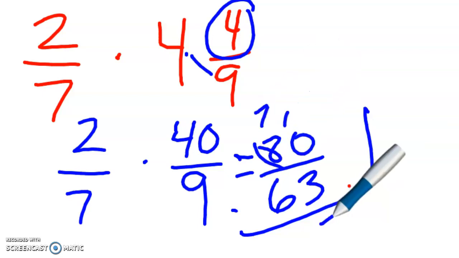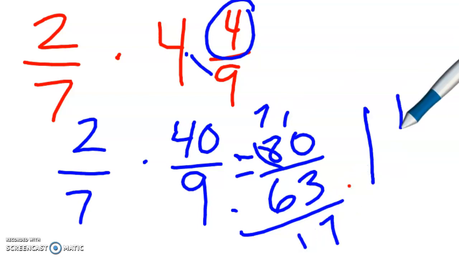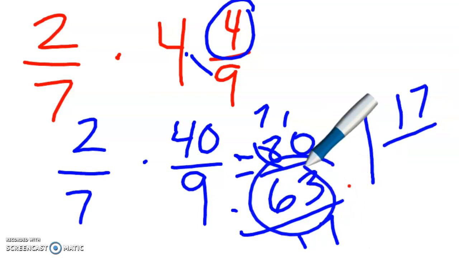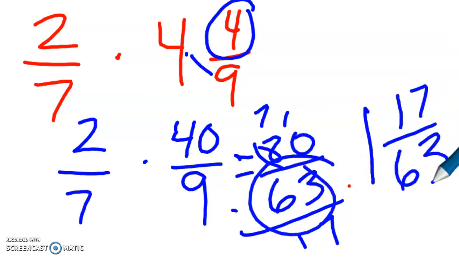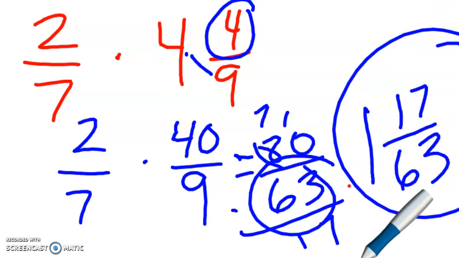10 take away 3 is going to give me 7. 7 take away 6 is going to give me 1. So now I have 17, and I leave my denominator alone, and it's 1 and 17/63. Okay, good luck on the next two problems. You guys can do it.